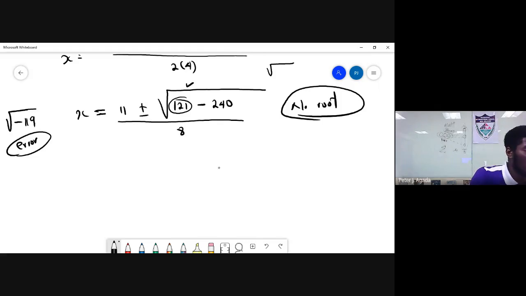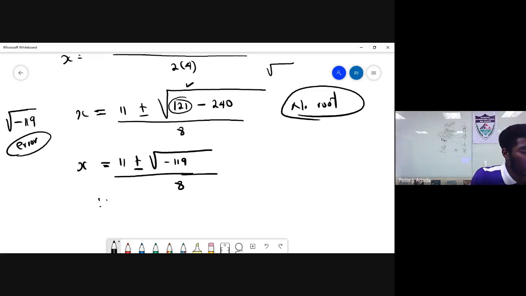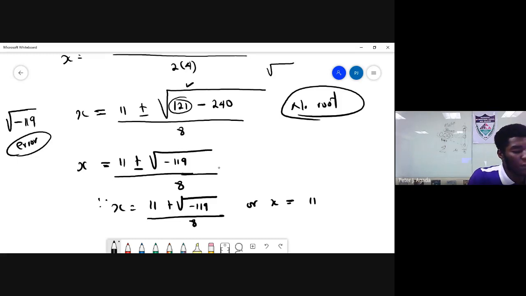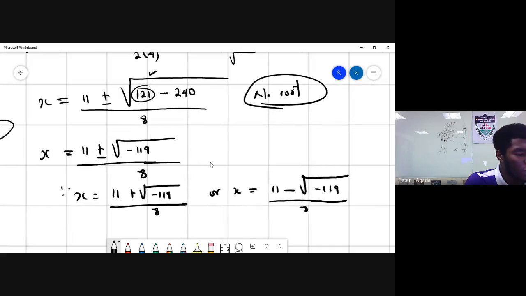But let's find the simplest form that we can get when solving this equation. So we can have 11 plus or minus the square root of negative 119, divided by 8. Therefore, our x can be 11 plus the square root of negative 119 over 8, or our x can be 11 minus the square root of negative 119 over 8. So basically, these two are the solutions for our x.